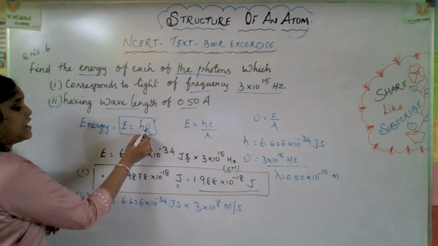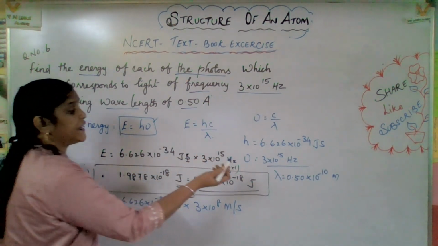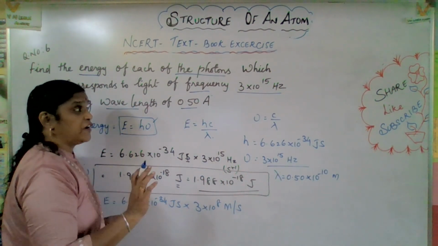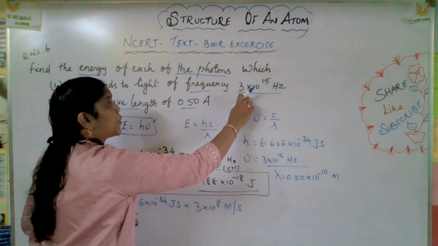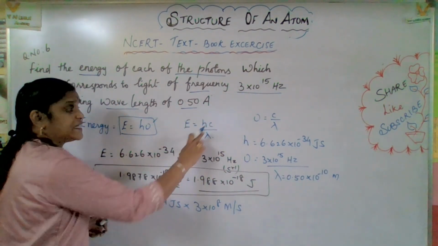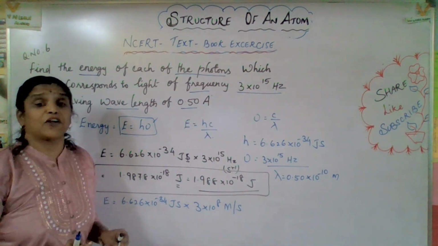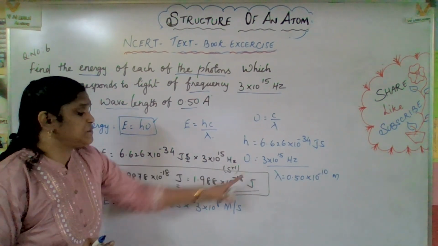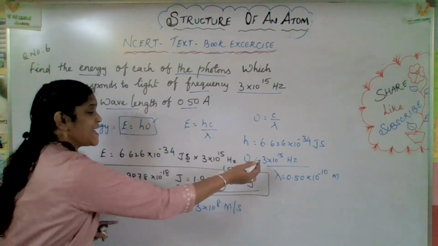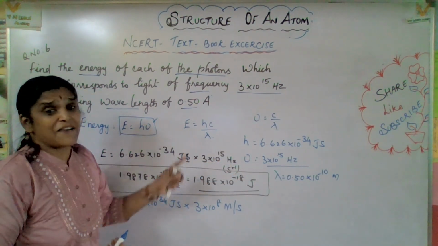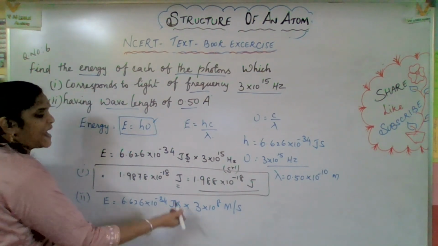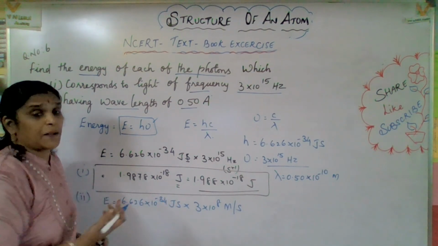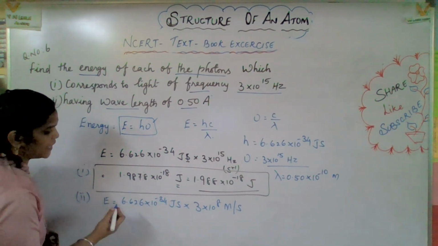See, here they have given the new value, it is 3 into 10 to the power of 15 hertz. So don't confuse this value that they have provided, the frequency value, with the C value, which is 3 into 10 to the power of 8 meter per second. Many students confuse these two, but both are different. This one is the frequency value they have given. Please note down, and C is velocity, a constant. I hope you got a clear idea.